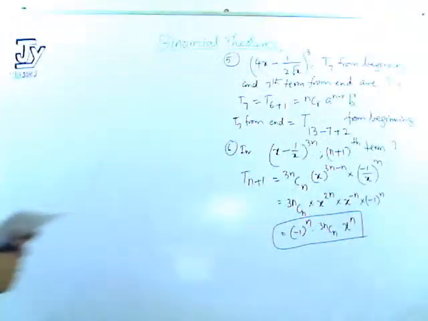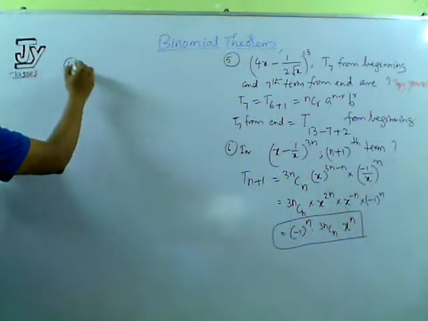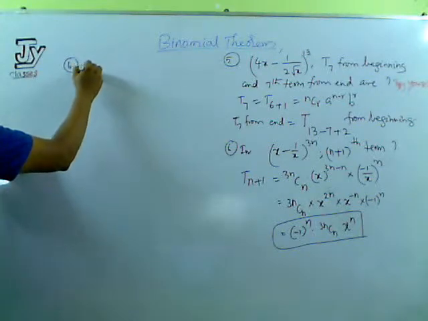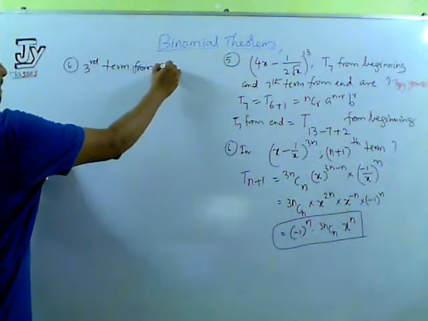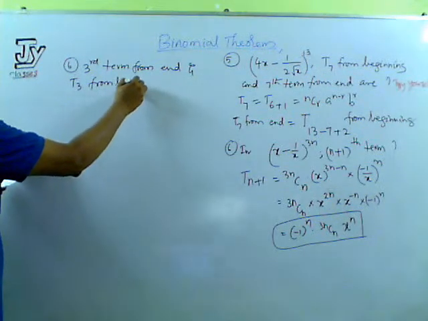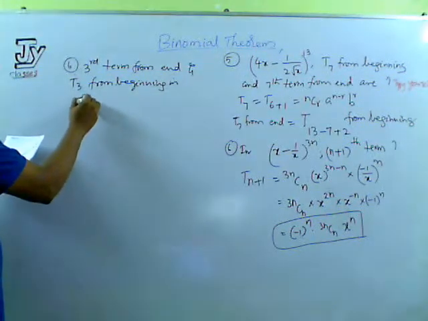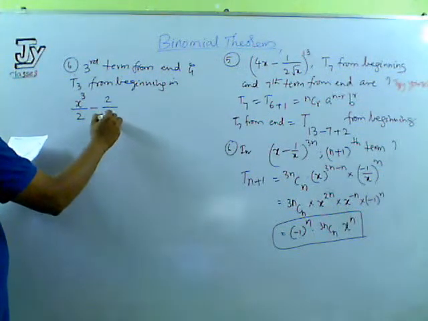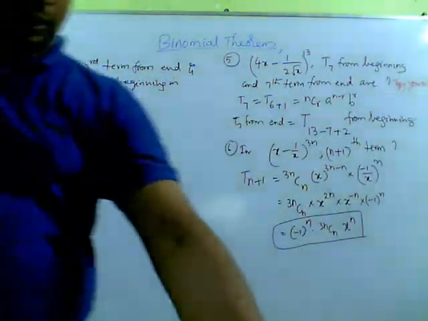Let's see the next question. The third term from the beginning in (x square by 2, x cube by 2 minus 2 by x square) whole to the power of 8.